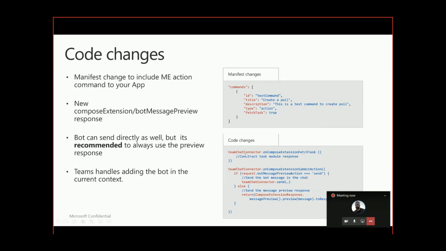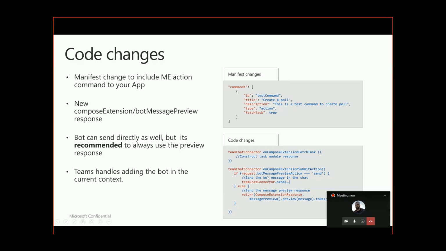And in terms of what happens, the first call is to fetch task. So whenever you receive a fetch task parameter, this is showing a small code snippet of what you would have to do. You have to construct the task module response, which specifies the adaptive card or the URL that you want to specify, and send that back. And on click here, you get a submit action.